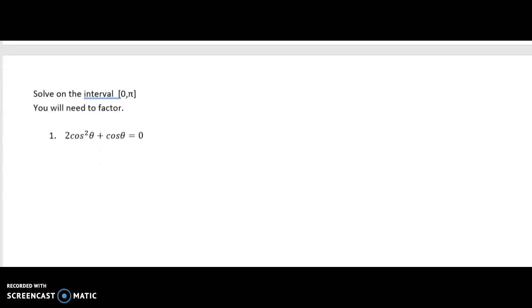Now look at the next example. We're limiting our interval. We're only taking 0 to pi, inclusive. So we're going to include 0, and we're going to include pi in the answer. So our answers have to lie on that upper half of the circle.